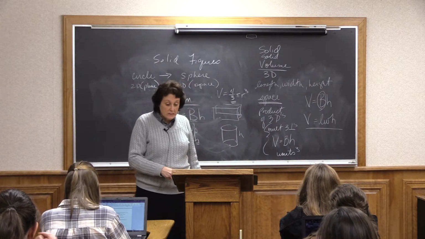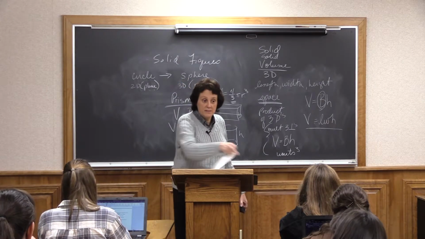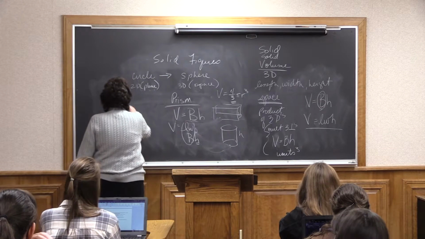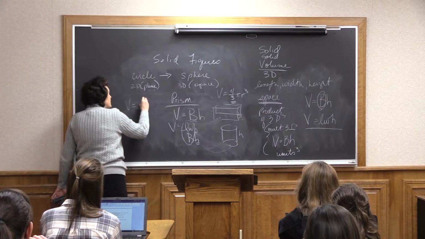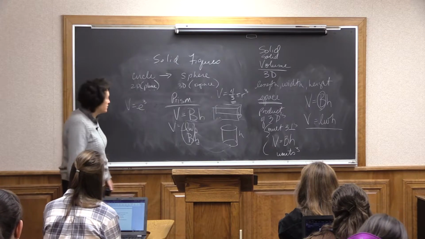Okay, what about the cylinder? What about the cube? Well, we know the volume of a cube. All the dimensions are equal. So we just cube the edge, what the little e stands for.